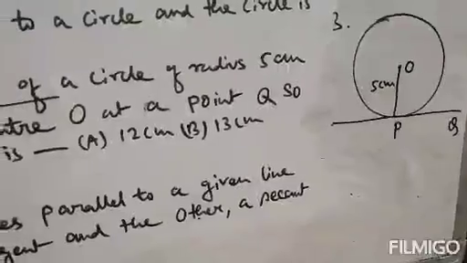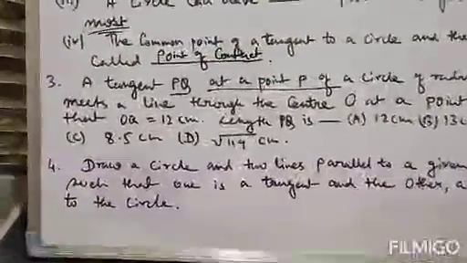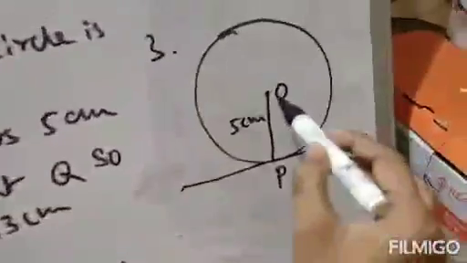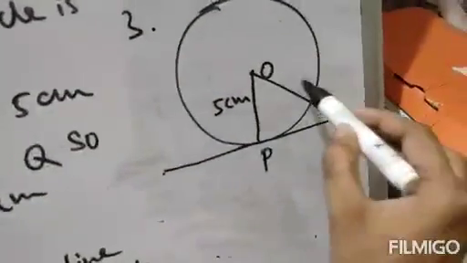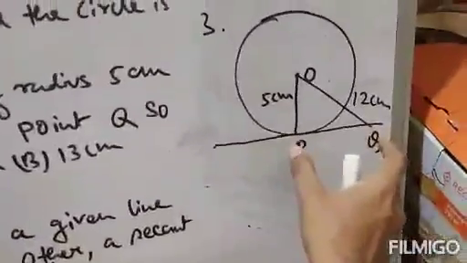This is Q, and it says that OQ is 12 cm. So this is OQ; the length of OQ is given as 12 cm. Now we have to find out the length of PQ. That means we should find this length, PQ.